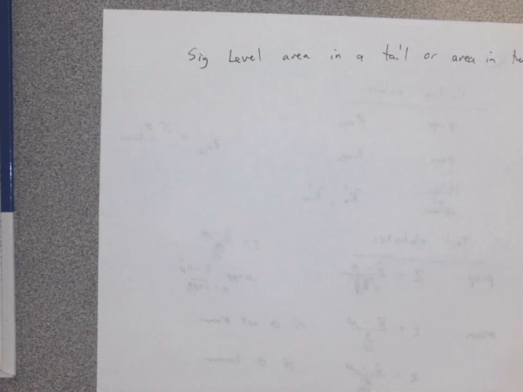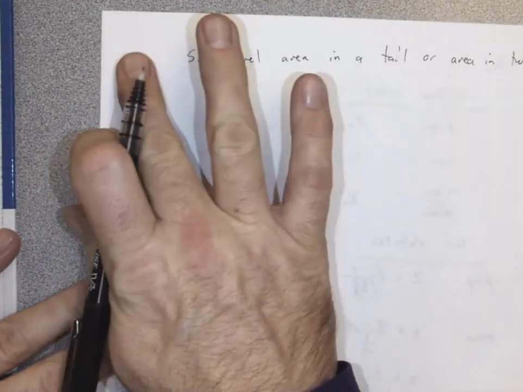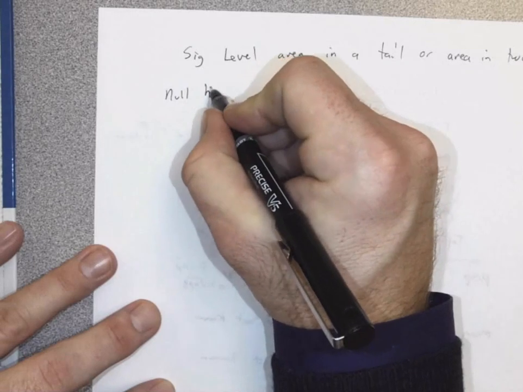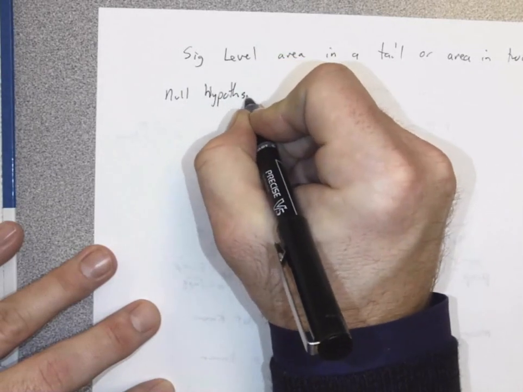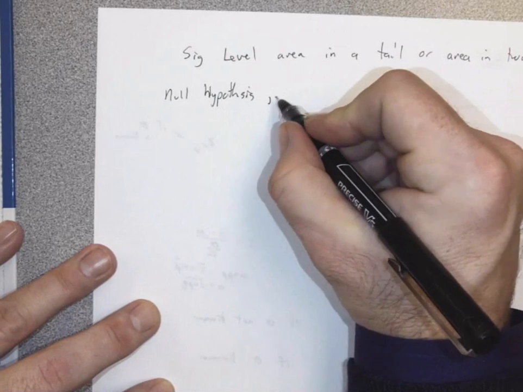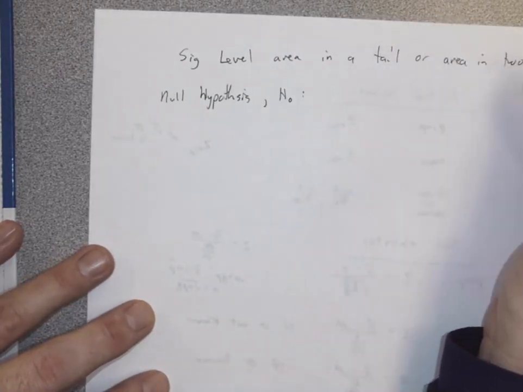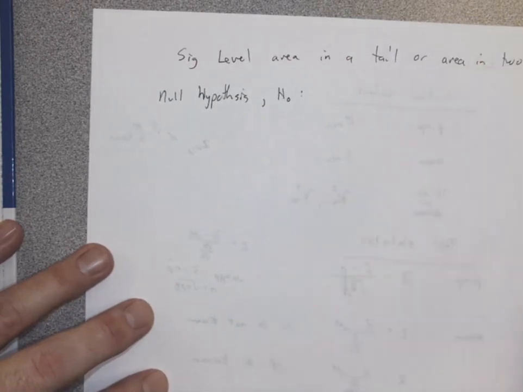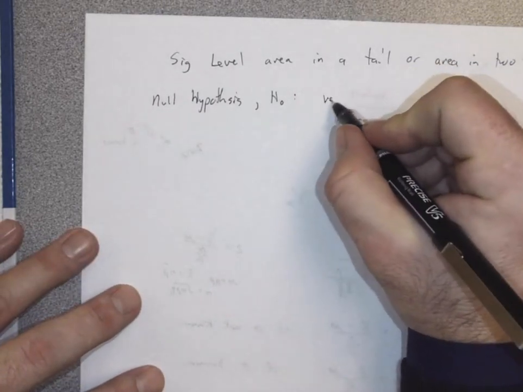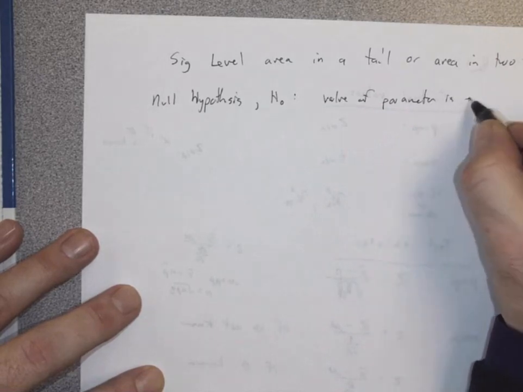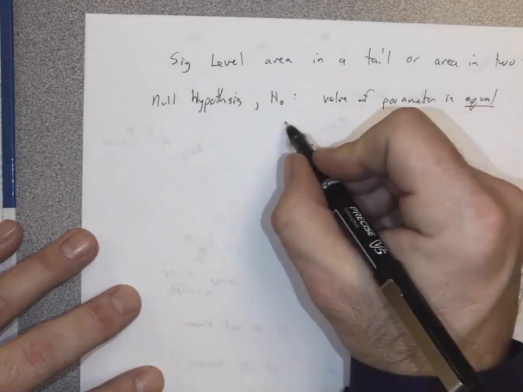So what we have is what's called the null hypothesis. We'll have to get back to this. Our null hypothesis is denoted by H naught. A null hypothesis is a statement that the value of the population parameter is equal to some claimed value. So this is that the value of the parameter is equal to the claim.